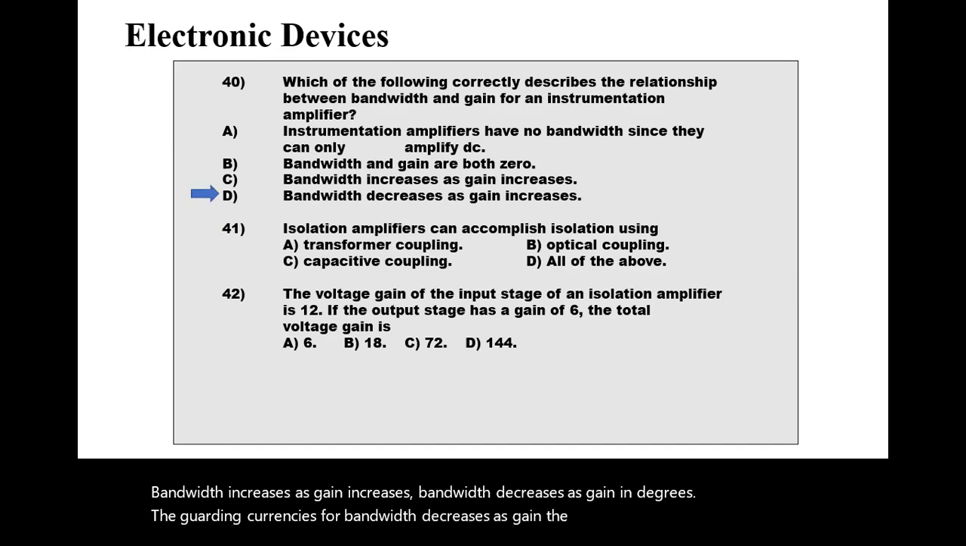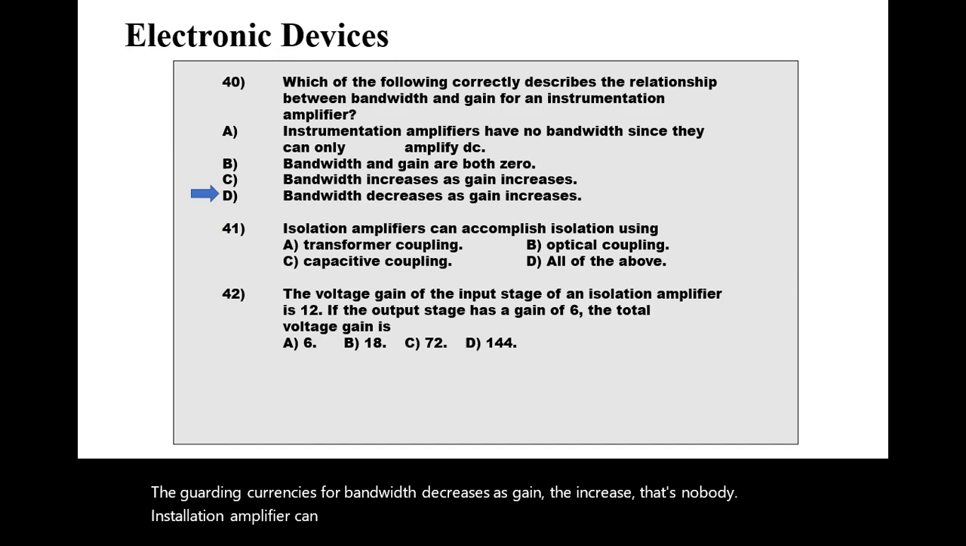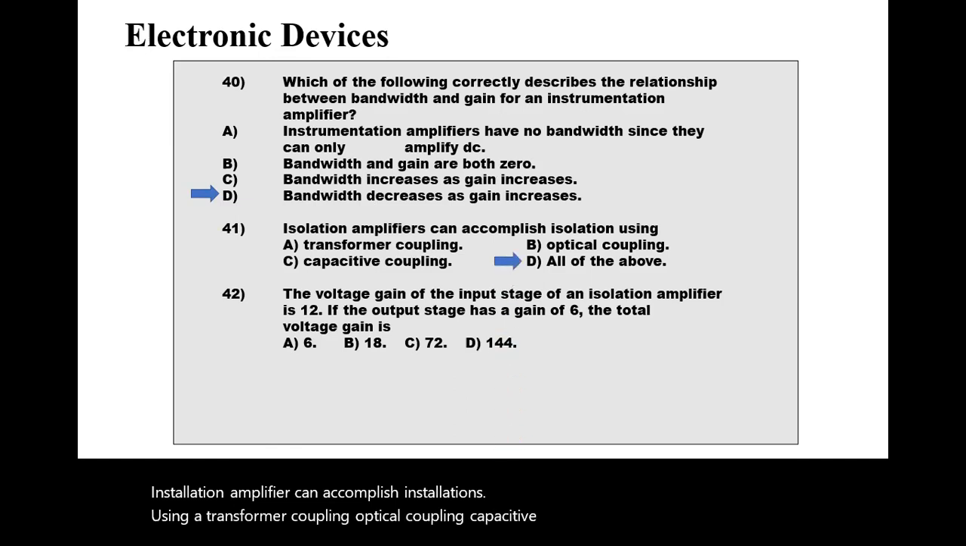An isolation amplifier can accomplish isolation using transformer coupling, optical coupling, capacitive coupling, or all of the above. The correct answer is all of the above.